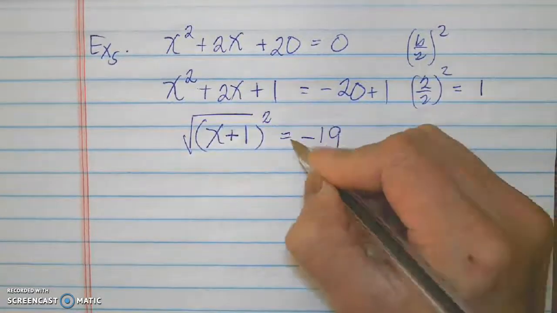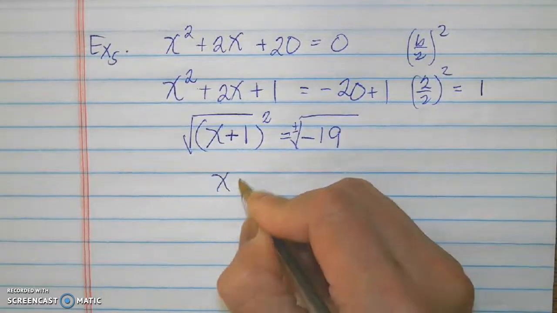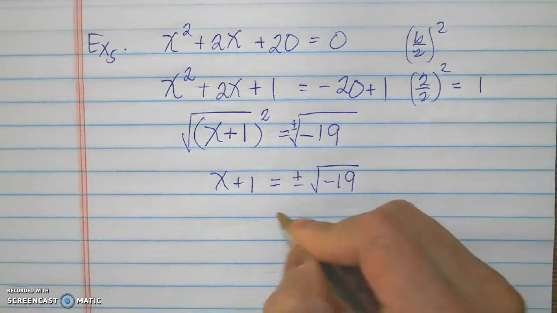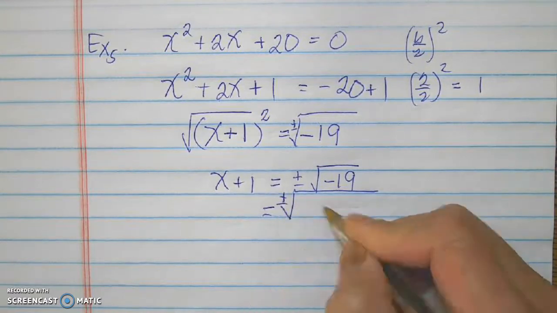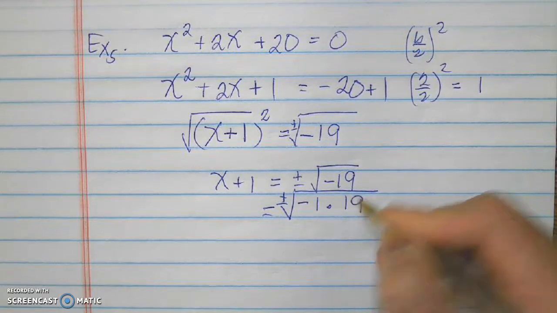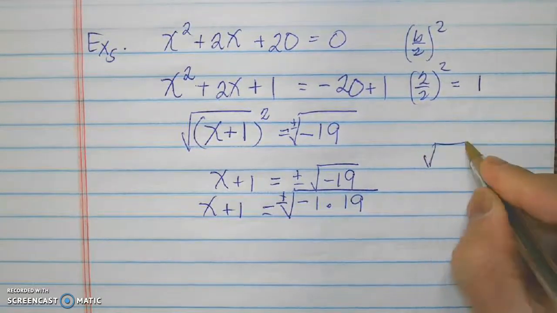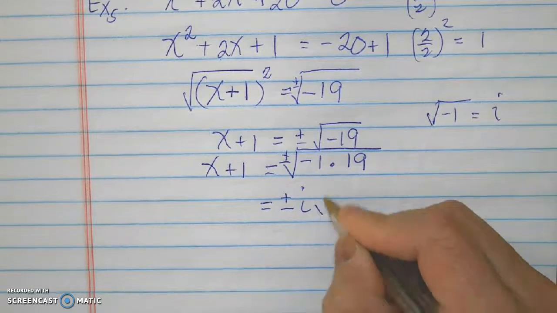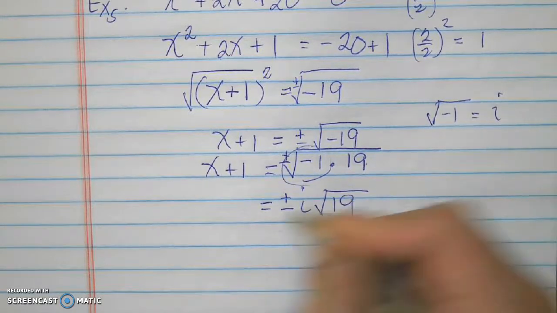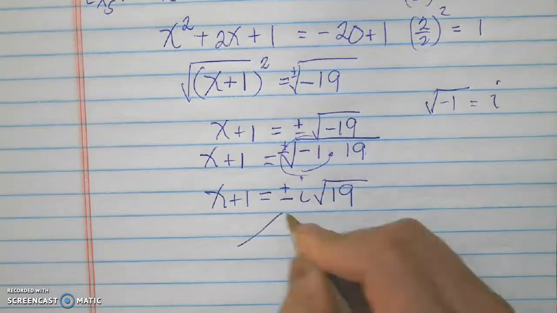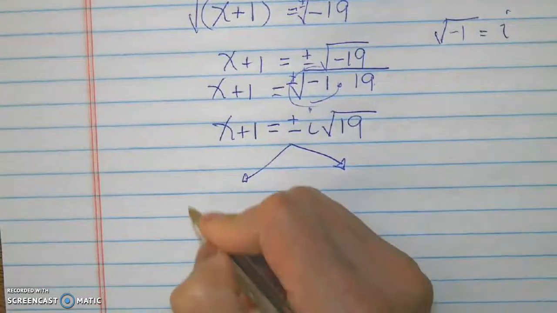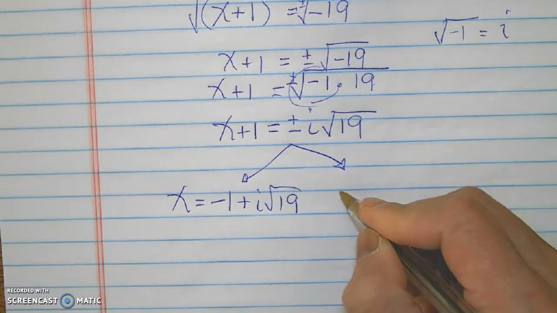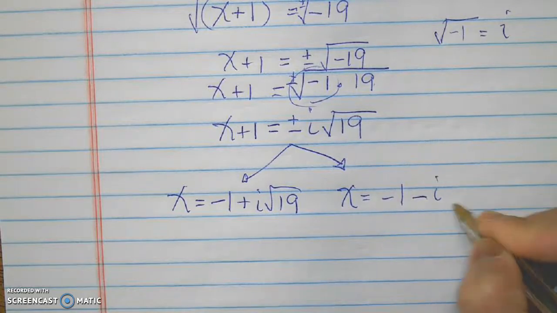Put the radical here, that's plus or minus, this is now x plus 1 equals plus or minus square root of negative 19, which I can actually separate into plus or minus square root of negative 1 times positive 19. We all know that square root of negative 1 is an i. So this is now plus or minus i in the front this time because of that. And this will stay inside because that's not perfect. So we have x plus 1. We now have two possible answers. One is x equals negative 1 plus i square root of 19, and the other one is x equals negative 1 minus i square root of 19.